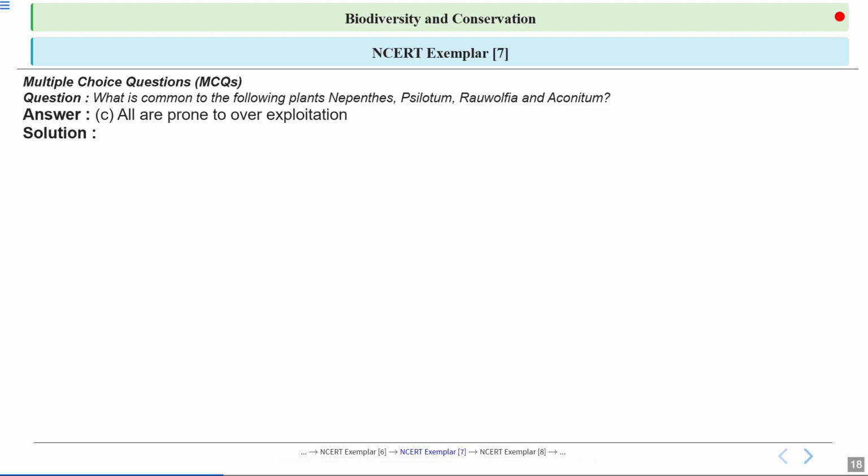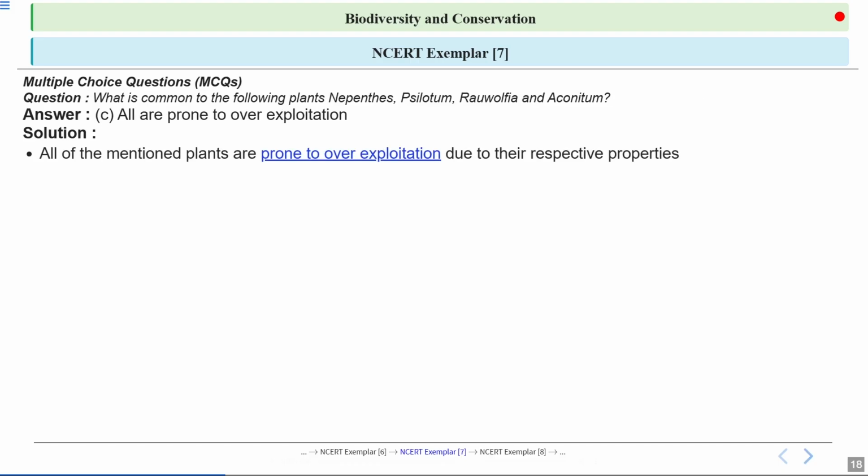Option C will be the correct answer here: all are prone to overexploitation. Let's have a look at the explanation. The plants Nepenthes, Xylotum, Rauwolfia, and Aconitum are at risk of being overused or harvested too much because of their special qualities such as medicinal value, beauty, or other useful traits. This overexploitation can lead to a decrease in their population, threatening their survival in nature.